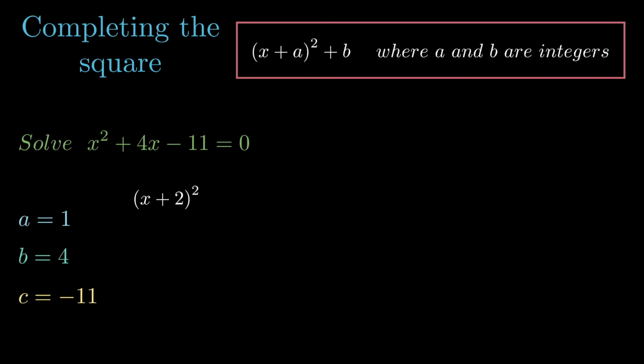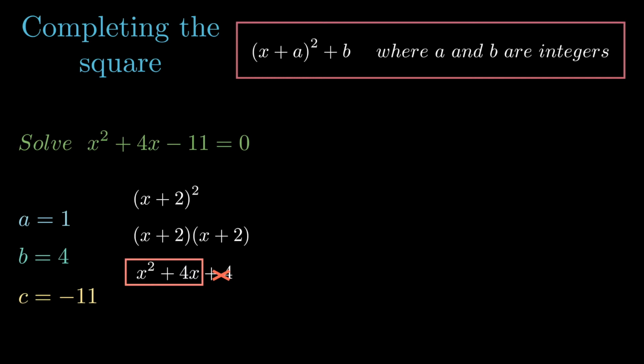The reason why we do this is because when we expand this, we get our x squared that we want, and we get our plus 4x. We can expand this (x plus 2), and you get x squared plus 2x plus 2x plus 4, which gives us x squared plus 4x plus 4. However, we don't want the plus 4, we want minus 11 instead. So we keep the x squared plus 4x, and we take away the plus 4 that we have. So we can cross this out.